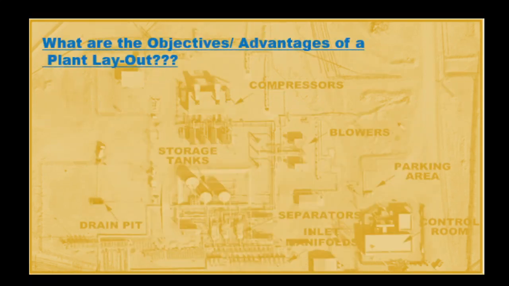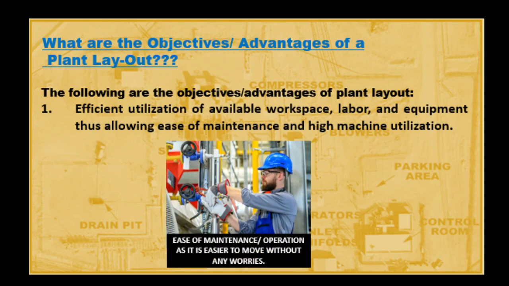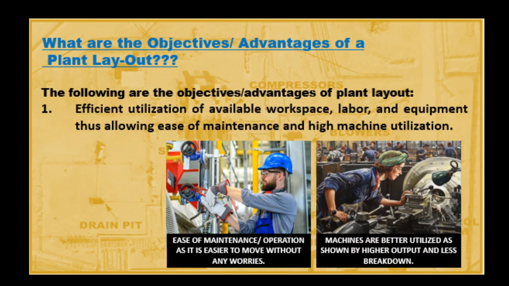So what are the objectives or advantages of a plant layout? So isa-isahin natin yung mga possible advantages or objectives. So the following are the objectives or advantages of a plant layout. So first one, there is an efficient utilization of available workspace, labor, as well as equipment, thus it eventually allows ease of maintenance as well as high machine utilization.